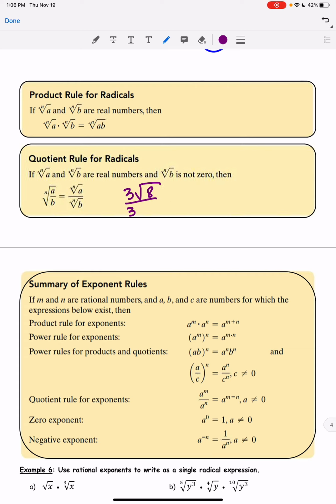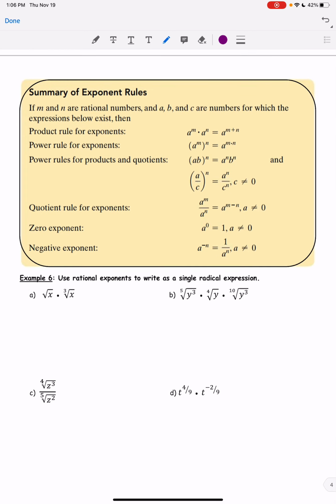What happens though is what happens if I have the cubic root of 8 times the square root of 2. Well, now because these indexes aren't the same, up until this point, we've just been saying, whoa, Bessie, we can't do that. Well, with rational exponents, we can do that. So what we're going to do is we're going to take these, convert them into their rational exponent forms, and then those rules we learned last week of exponent rules, those apply.